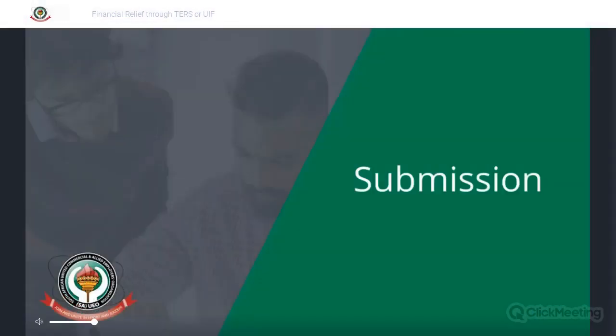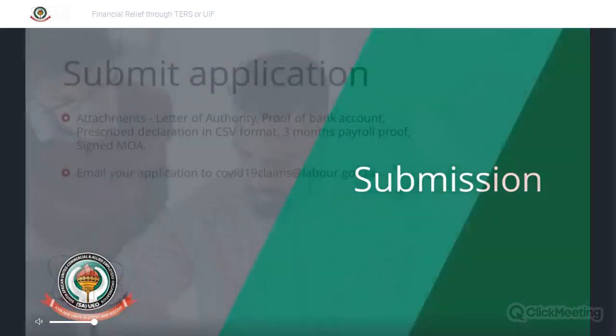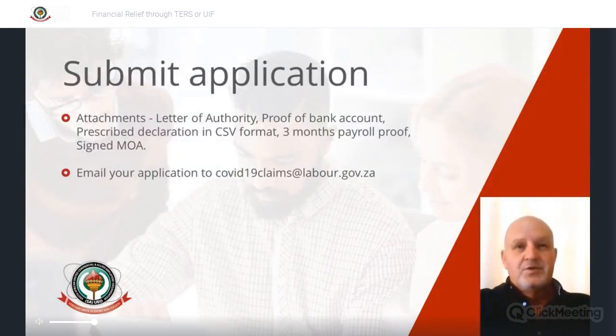The submission then, remember to send your email to apply to COVID-19 claims at labour.gov.za, and remember to have all your attachments: the letter of authority, proof of the bank account, the prescribed declaration, your spreadsheet, your 3 months payroll proof, and then the signed Memorandum of Agreement.